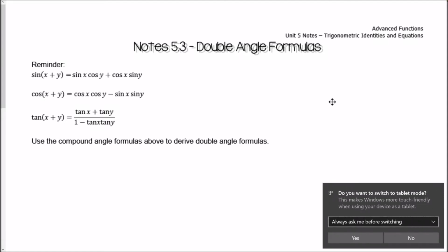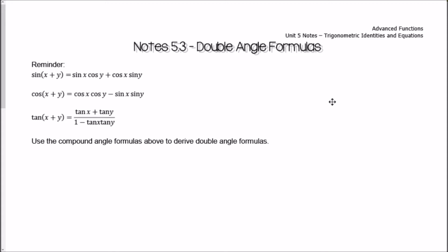Hi everyone, notes 5.3 are on double angle formulas. So we are going to figure out how to derive our double angle formulas from our compound angle formulas. If you look on your paper in front of you, there's a reminder for the compound angle formula for sine, cosine, and tangent. We're going to use the compound angle formulas to derive our double angle formulas.